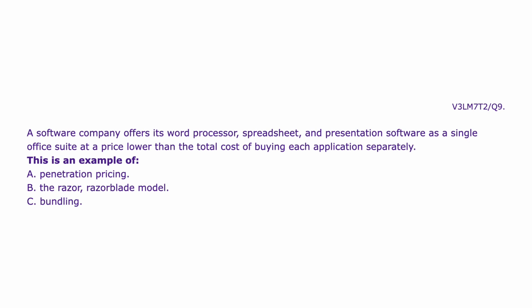A software company offers its word processor, spreadsheet, and presentation software as a single office suite at a price lower than the total cost of buying each application separately. This is an example of: A, penetration pricing; B, the Razorblade model; C, bundling.